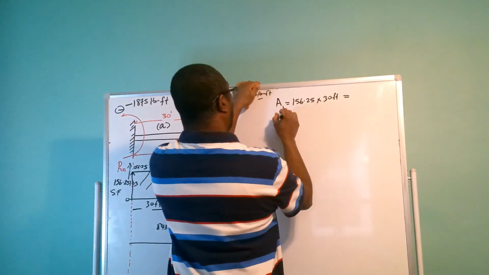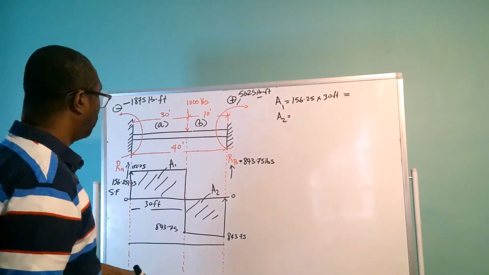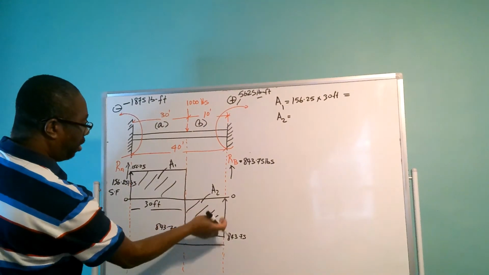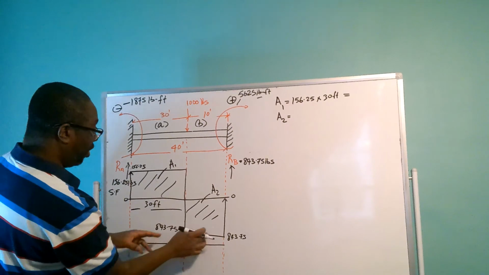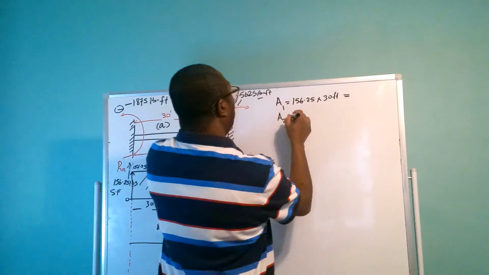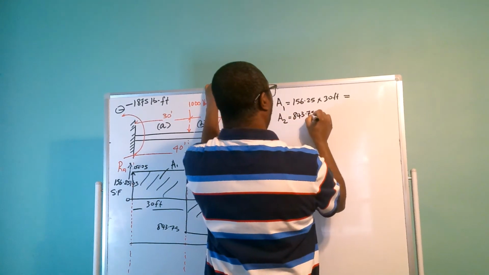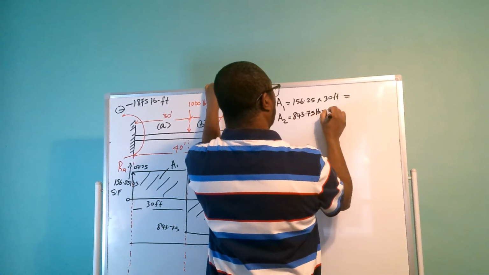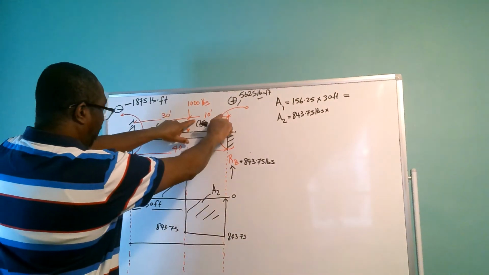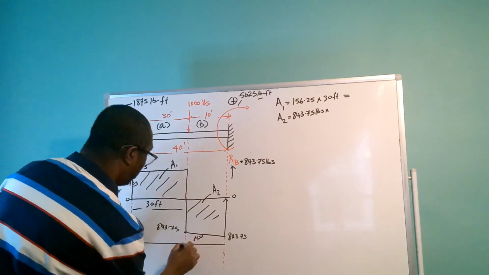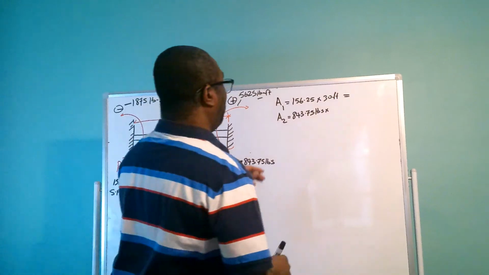Then we have area 2, which is going to be 843.75 pounds, the height here, times the distance, this distance which is going to be 10 feet. So this distance is 10 feet. 10 feet plus 30 feet, we get back our 40 feet. So this is going to be 10 feet.